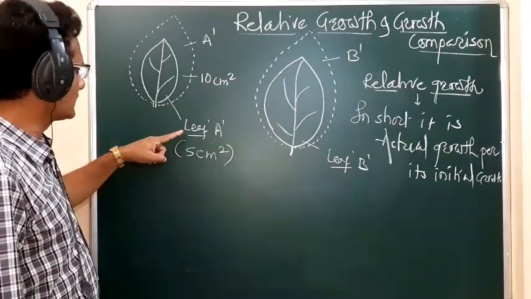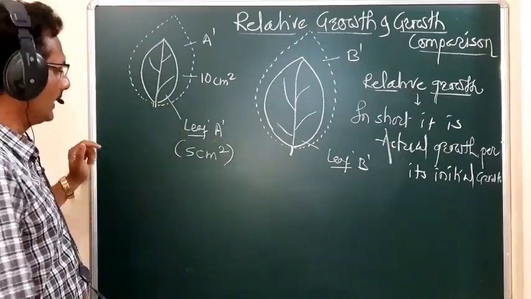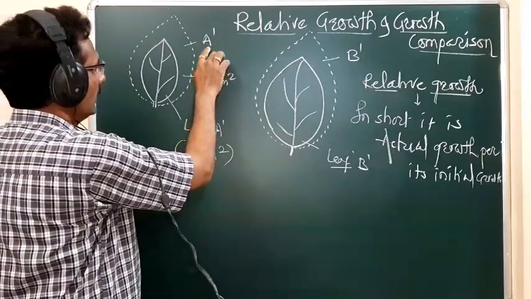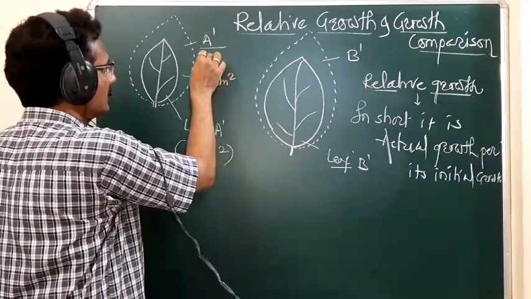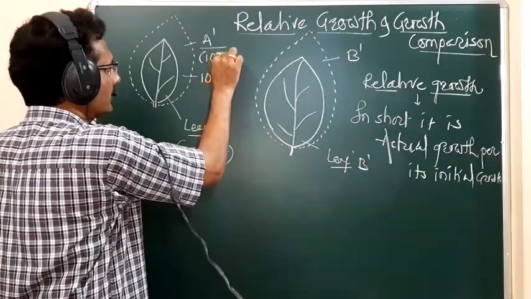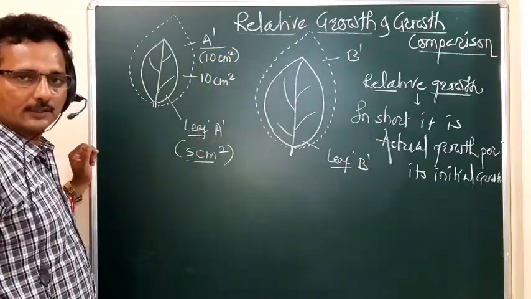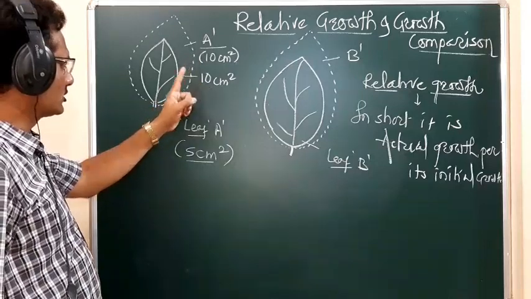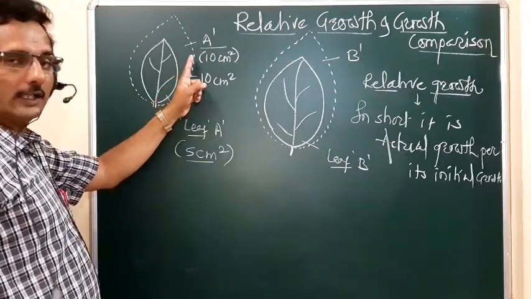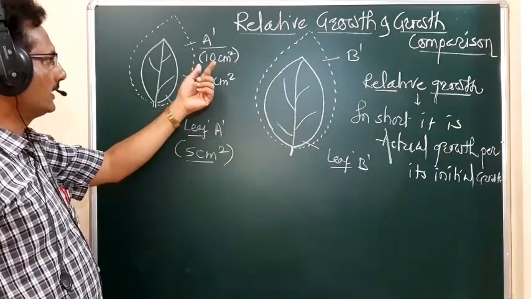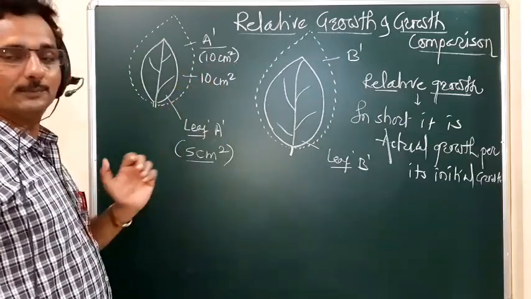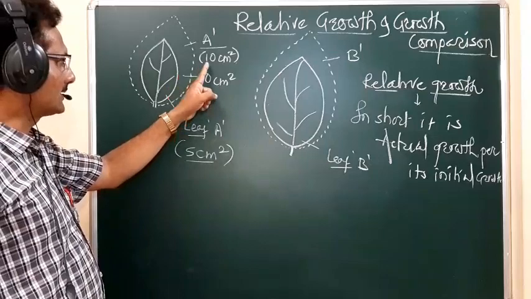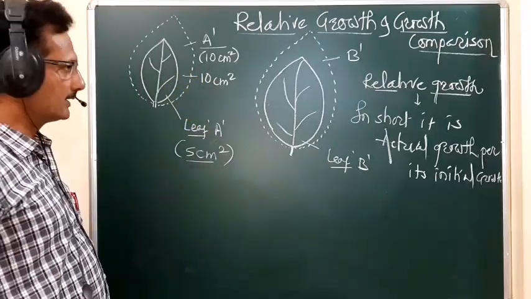So in case of the first system, the leaf A, the initial growth is 5 cm², and its final growth, this system A dash, has a 10 cm² surface area. So this first system shows a final increase. How much is the final increase? It shows a 5 cm² increase. So in total, the growth is 10 cm².